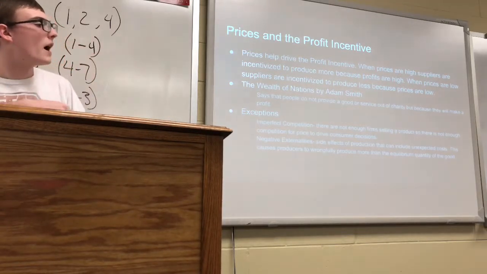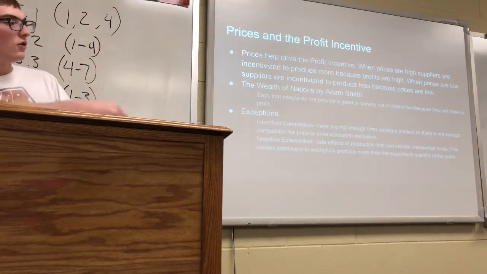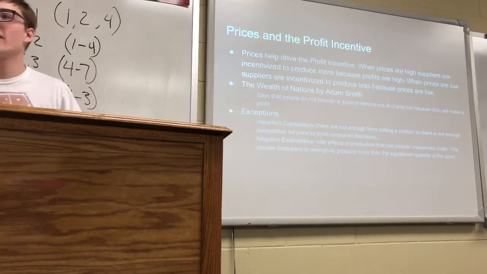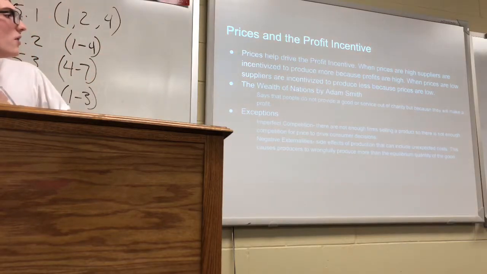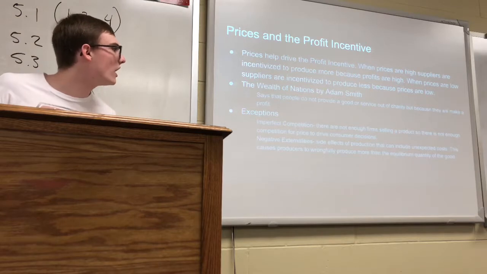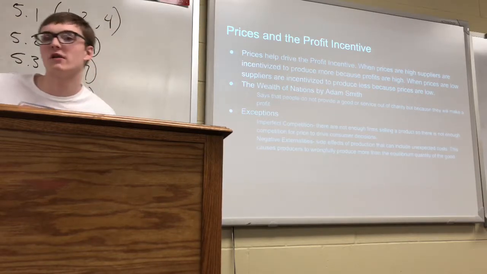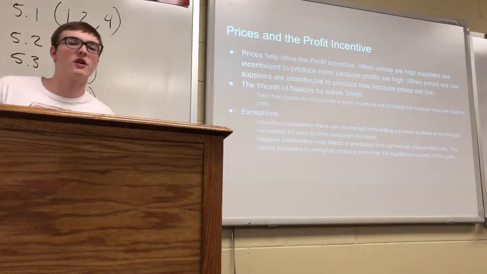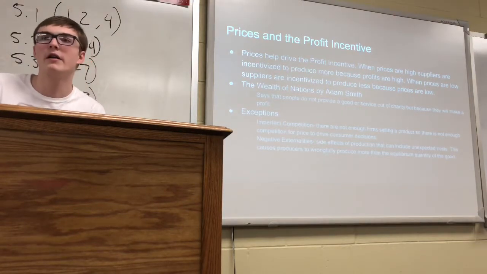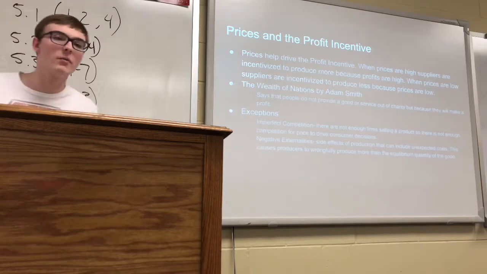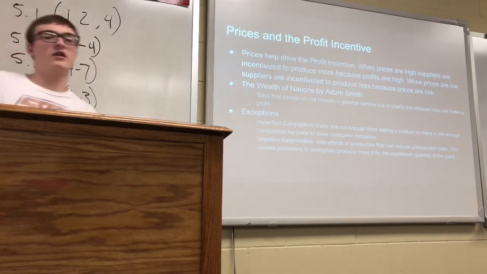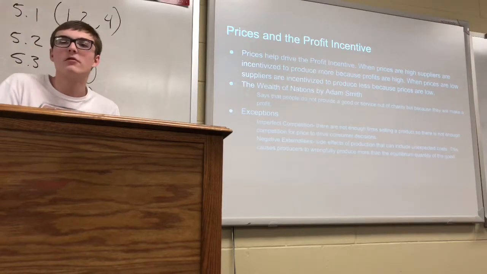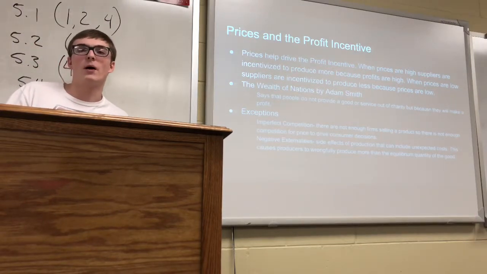The Wealth of Nations by Adam Smith is a big old book. It's in the front left of the room. It's like 2,000 pages, but it says that people do not provide a good or service out of charity because they will not make a profit. Basically he talks about a baker in there. A baker is not going to bake bread just to give it to people, because then he's not going to make any money. He bakes bread to sell it to people so he'll make money and live. That's what this whole 2,000-page book is about. It's really long. I've read about 5 pages and I died.